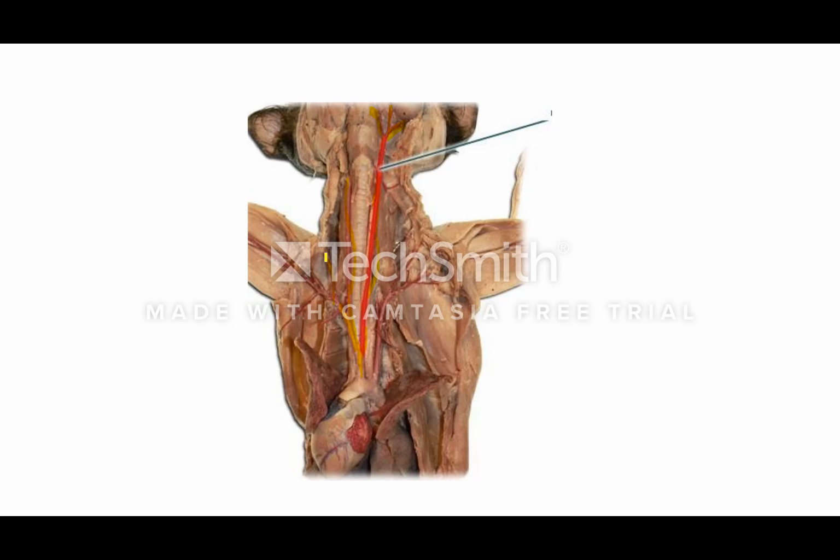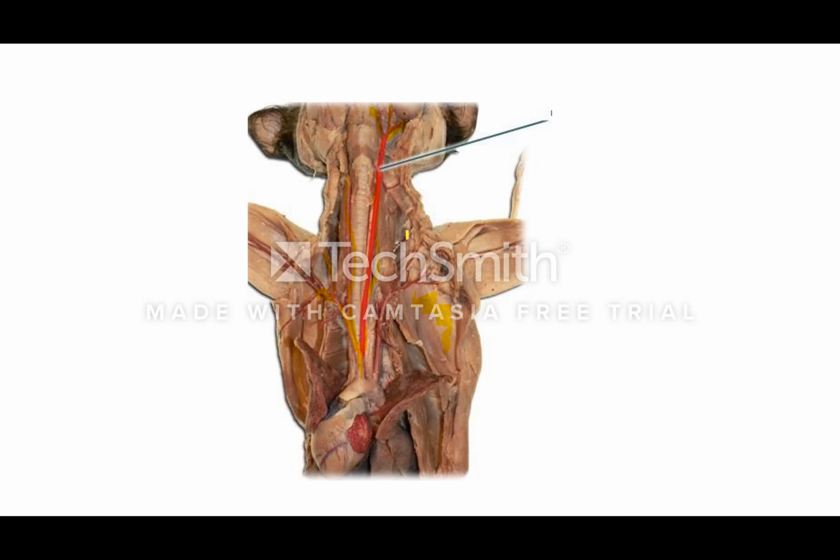This branch coming up here is the transverse scapular. And once we have the transverse scapular come off, this branch here would now become the axillary. And then as the subscapular artery comes off, so down here, this is all subscapularis.